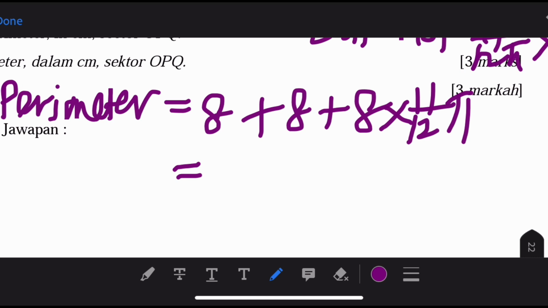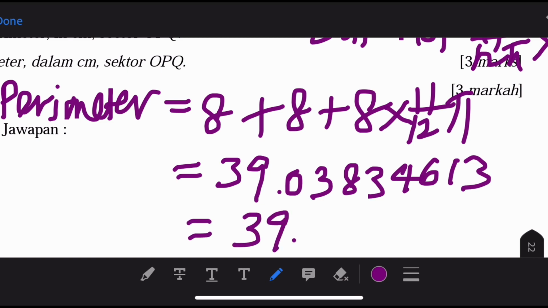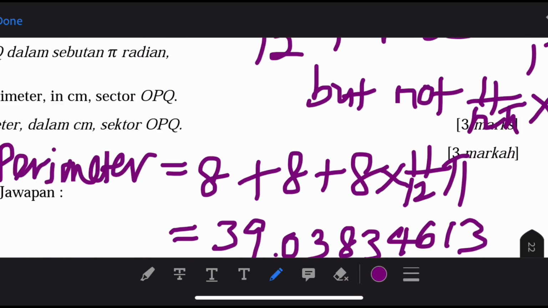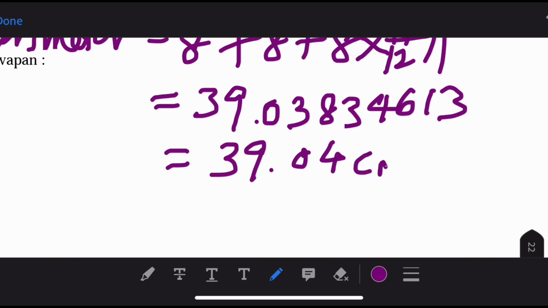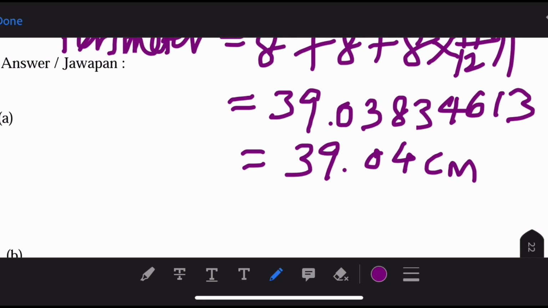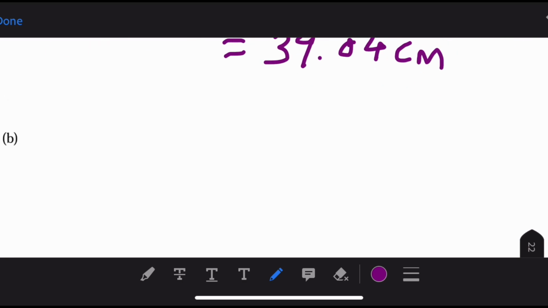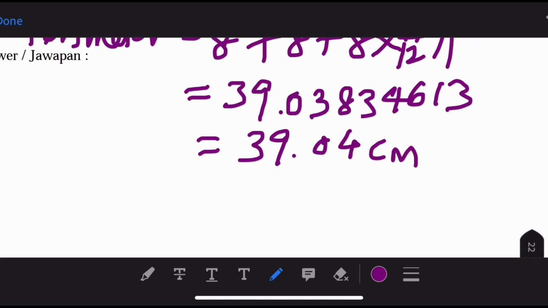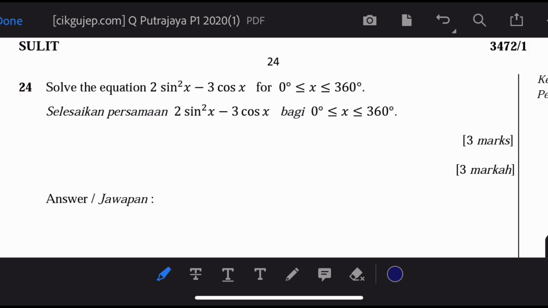So you just write your answer in 4 significant figures. The answer should be 39.038344613. So the final answer in 4 significant figures should be 39.04 centimeter. Alright, so that is about the circular measure. Additional maths can be very easy if you stay focused and you keep on practicing.